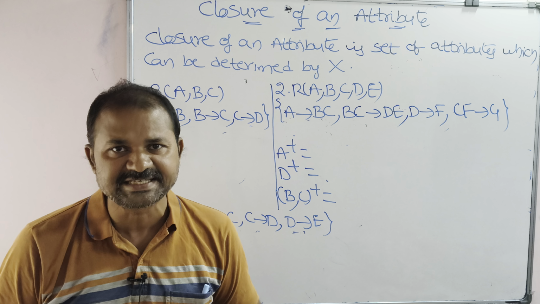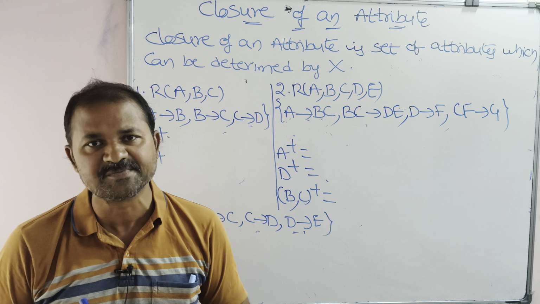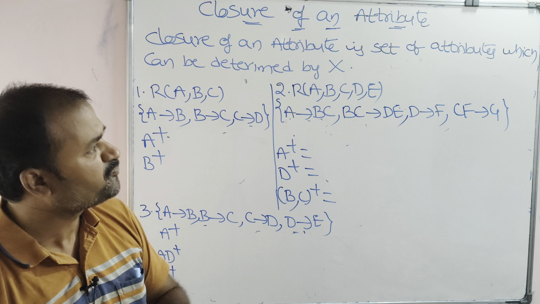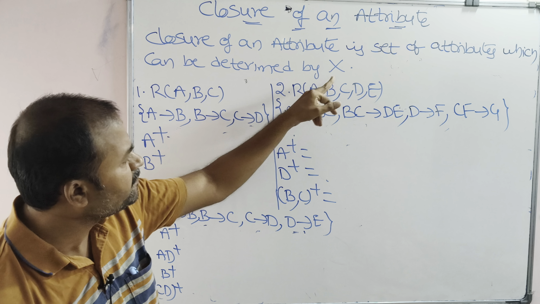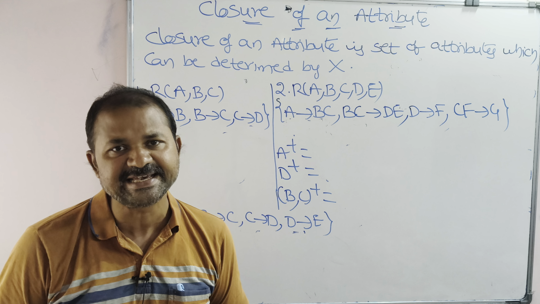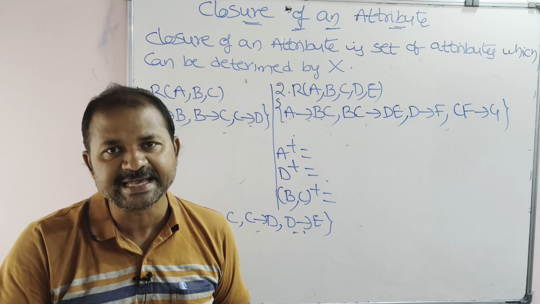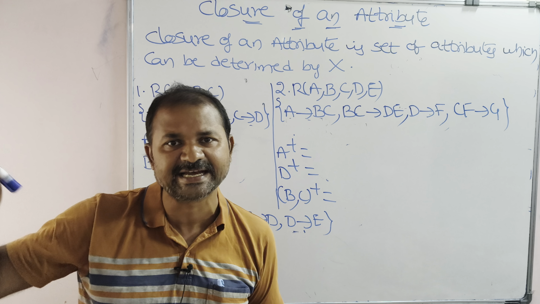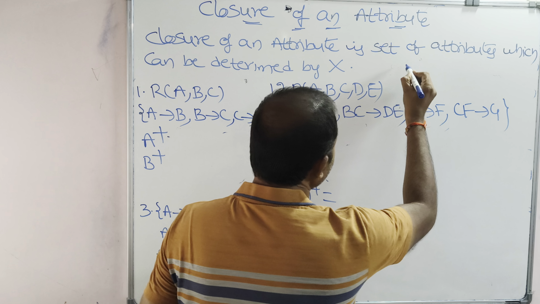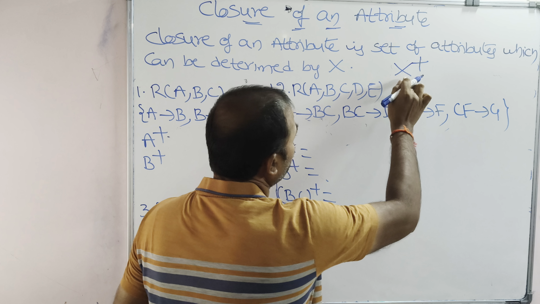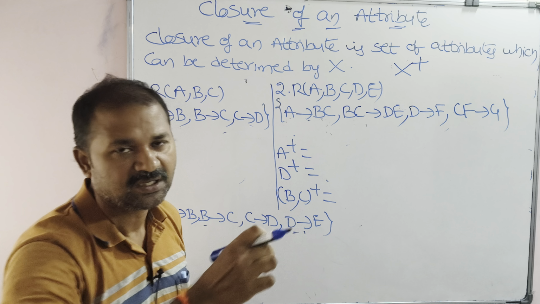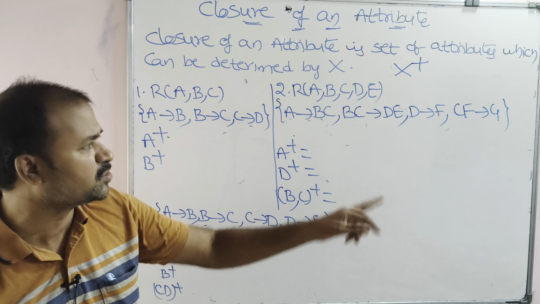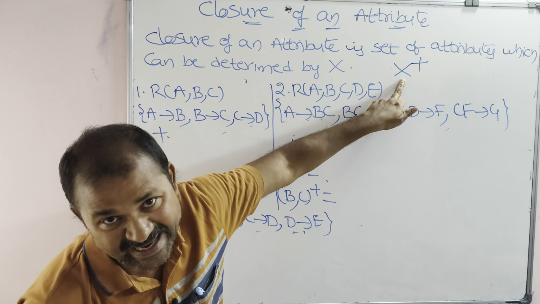Now let us discuss the closure of an attribute. Closure of an attribute is the set of attributes which can be determined by X. Here X is a single attribute or a collection of attributes which are present in the relation R. Then X plus denotes the closure of the attribute X. The closure of an attribute gives the set of attributes which can be determined by X.